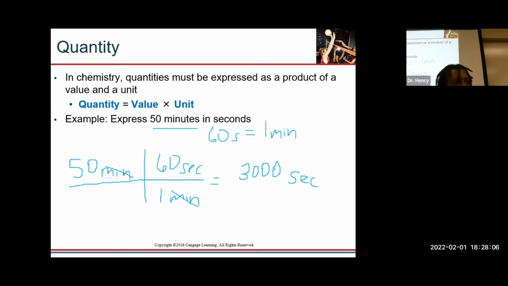Now, this process is called dimensional analysis. The benefit of following your units or following your dimensions is it'll let you know if your answer is going to be right. Because if you flipped it, you'd end up with minutes squared over seconds, which is exactly what we don't want, right?